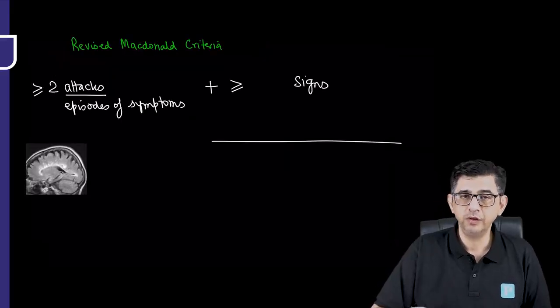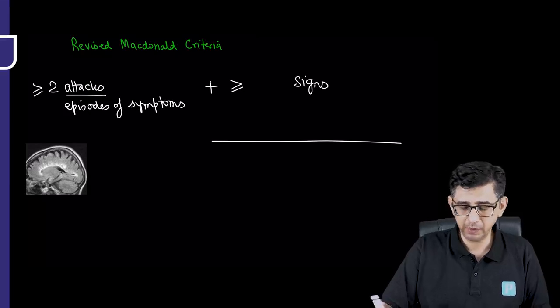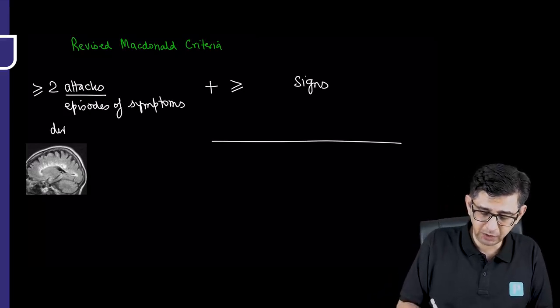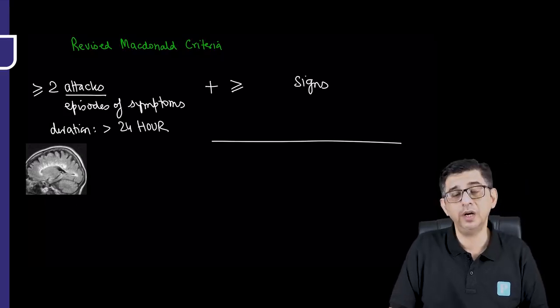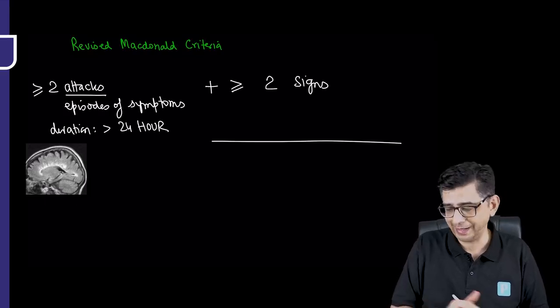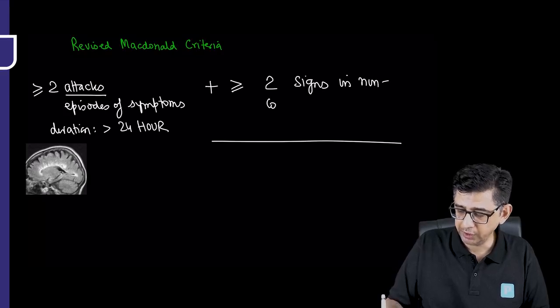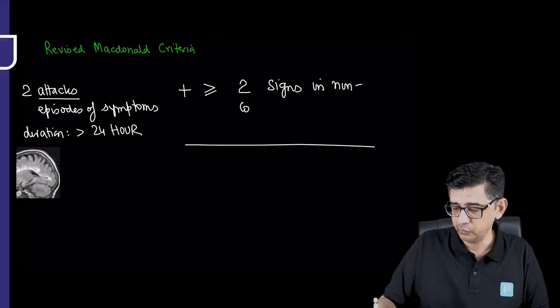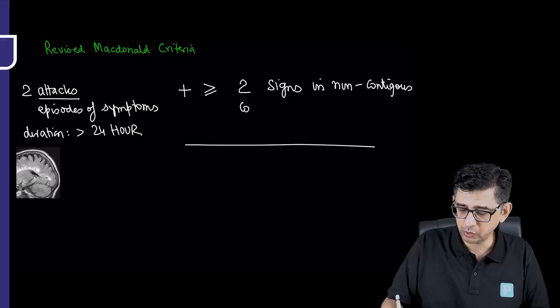Next is the turn of the revised McDonald's criteria. So we need to remember a minimum of at least 2 attacks should be present, that is 2 episodes of symptoms. The duration of each symptom should be lasting for more than 24 hours. That is obviously to rule out the possibility of transient ischemic attack. And along with 2 attacks or 2 symptoms, how many minimum signs should be present? At least 2 clinical signs, and we should be able to demonstrate these in 2 non-contiguous areas of the brain. You see, contiguous areas are following the vascular territory of the brain. That would mean stroke manifestations.